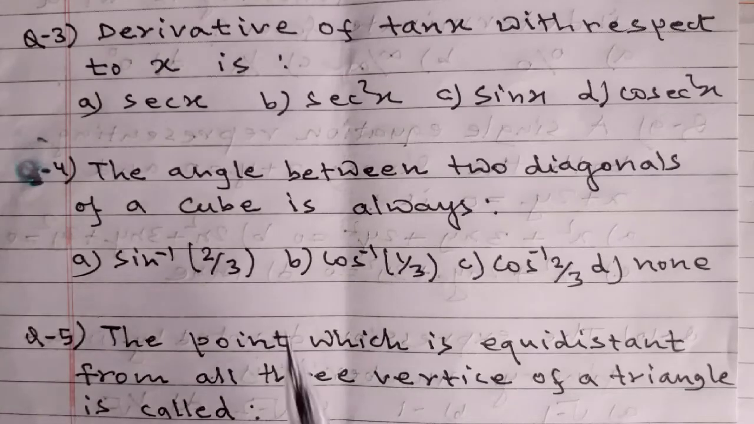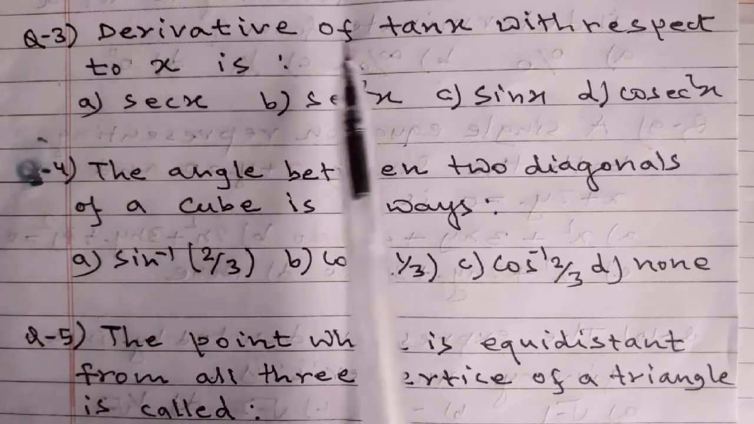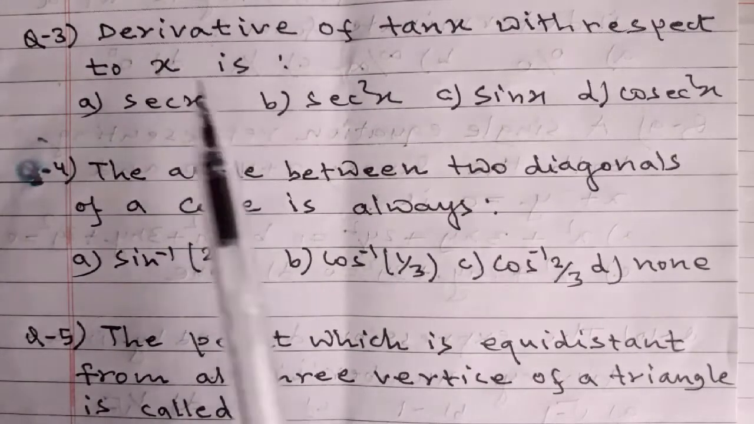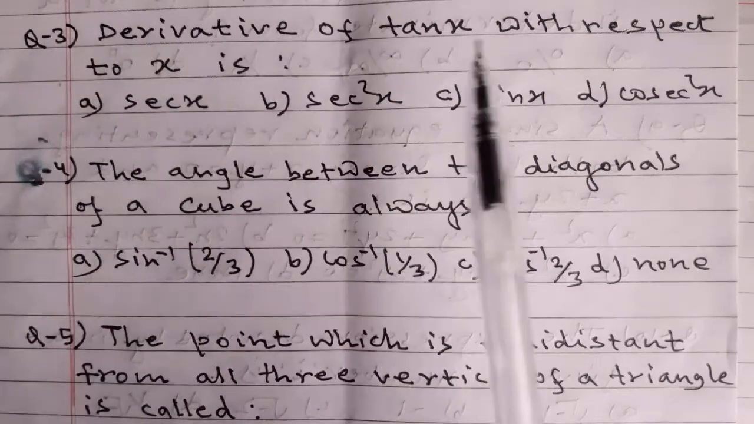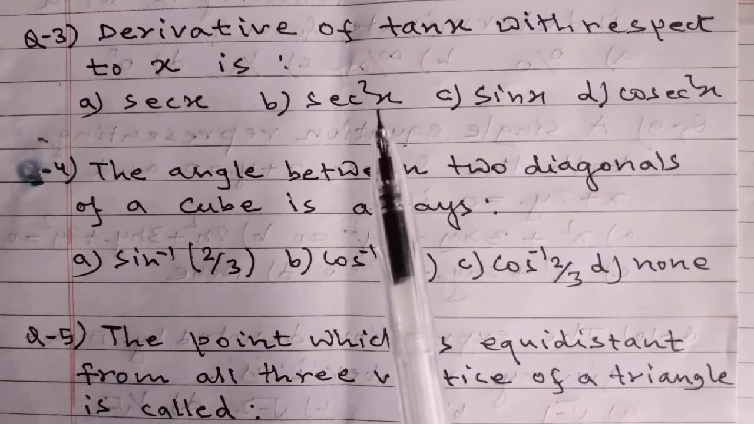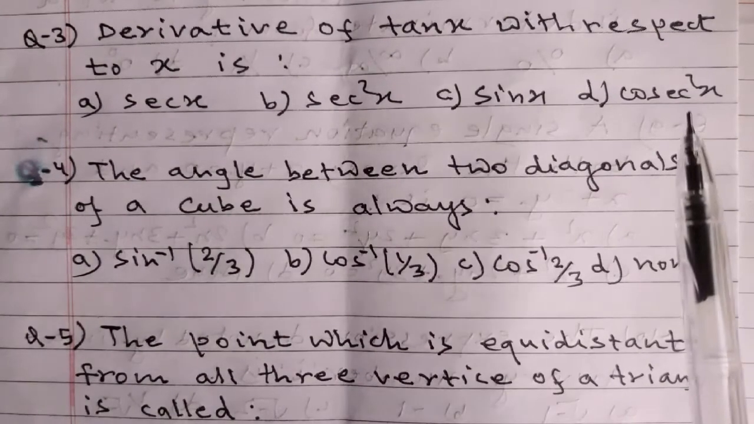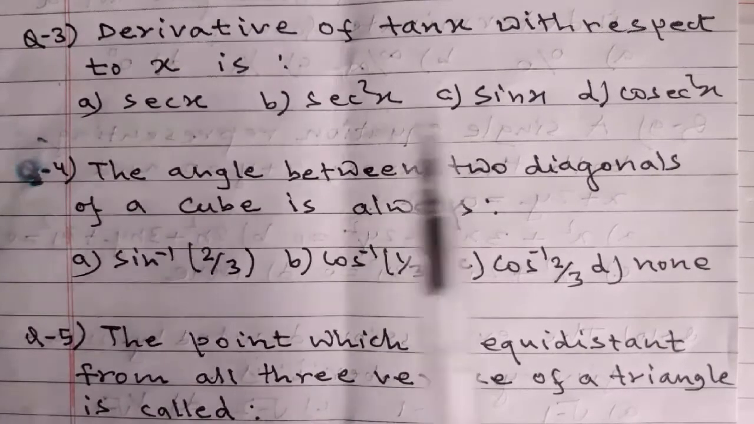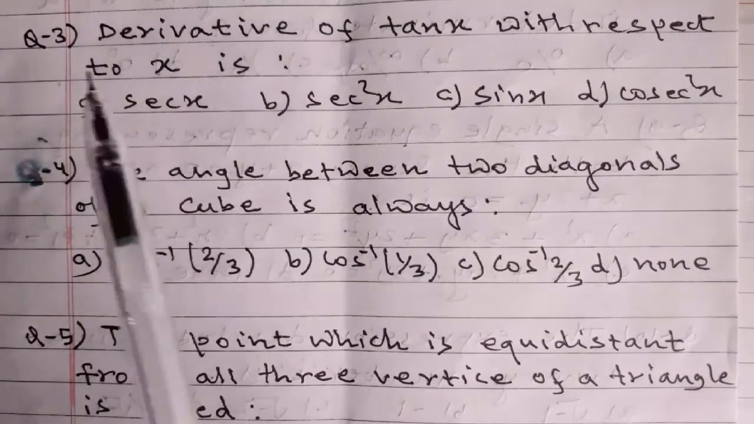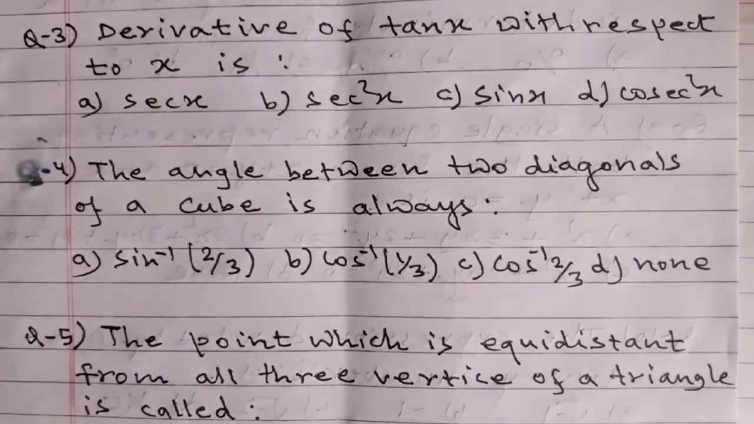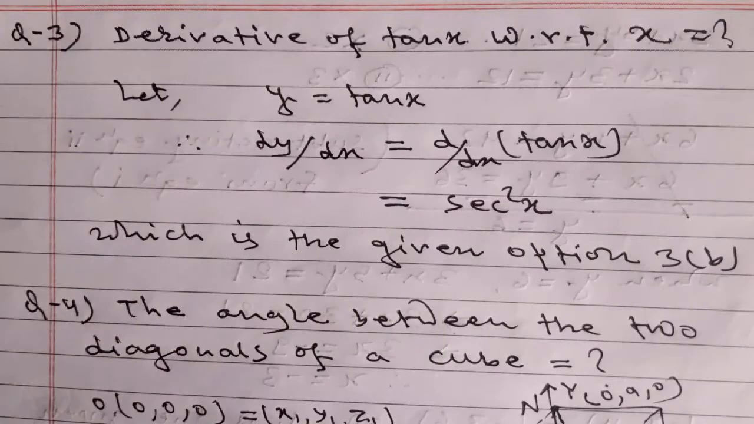Question number 3. Derivative of tan x with respect to x. We are given 4 options: sec x, sec square x, sin x, cosec square x, and we have to choose the best option. So let's go to the solution of question number 3.